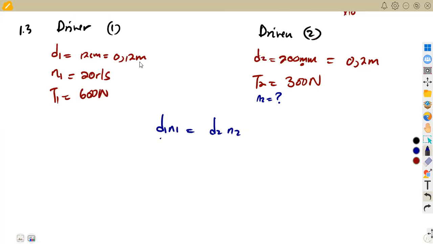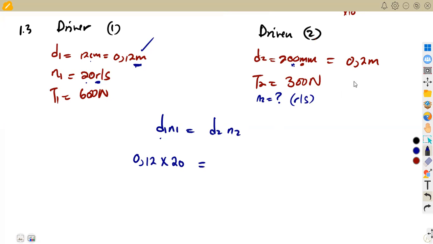That is D1 is 0.12 in meters, or you can use it in centimeters, but you have to convert this one to centimeters. You are supposed to use these in the same unit. So that's why you are supposed to convert to the basic unit of what? Meters. So in meters, that is 0.12, multiplied by N1, which is our speed there, 20. Remember, it's in revs per second. So meaning to say N2, we are going to obtain it in revs per second, right?